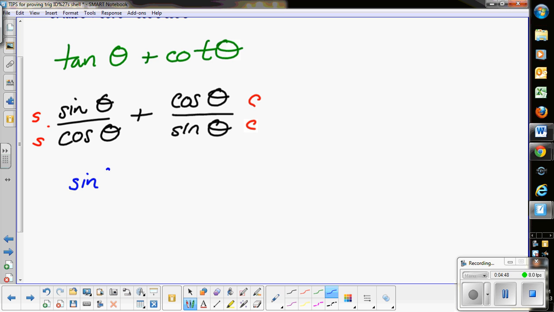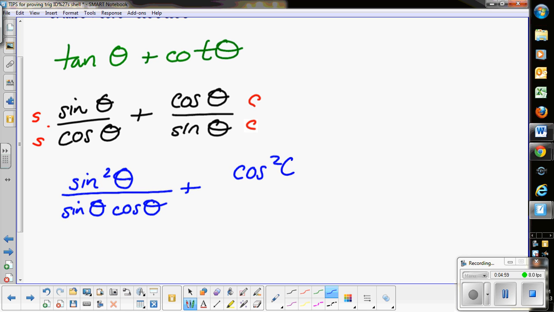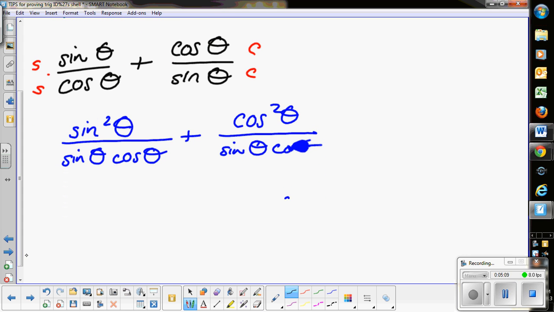This result will be sine squared over sine times cosine. That's the first fraction. The second fraction will have cosine squared on the top, and again, we'll have sine and cosine on the bottom. Now, the reason I would want to do this is because now I have a common denominator, and the common denominator is sine and cosine.